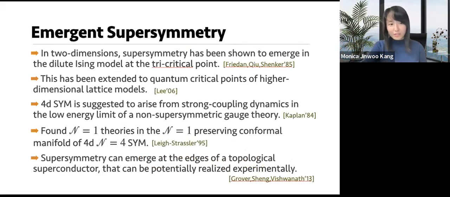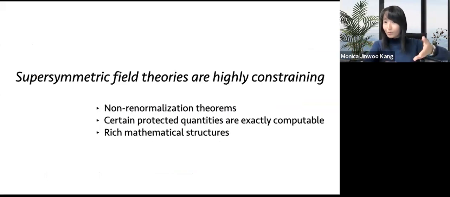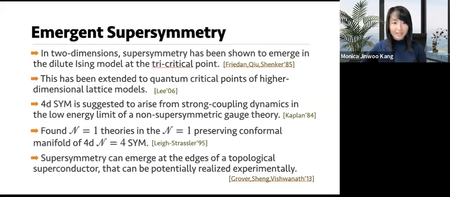Now, emergent supersymmetry is usually the best that we can do, as when there's nothing, then it becomes a more supersymmetric theory. In fact, in 2 dimensions, supersymmetry has been shown to emerge in the dilute Ising model at the tricritical point already way back in 1985. And this has been further extended to quantum critical points of higher dimensional lattice models explicitly in 2006. And as the talk is going to be really about N equals 4 enhancement, let's look at what we have seen, something like that in the very early days.